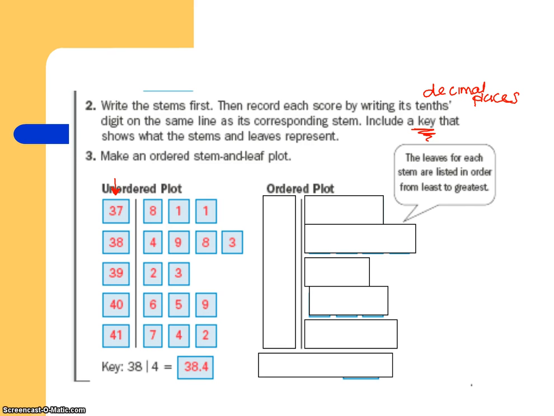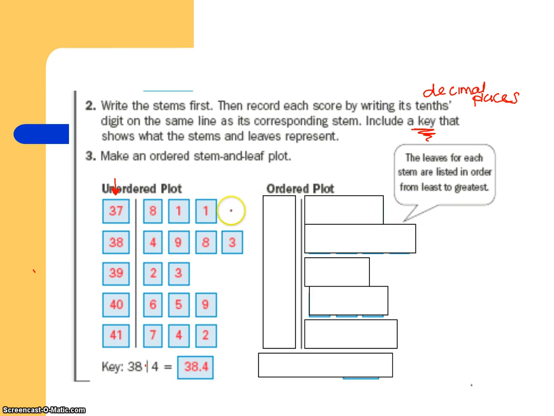The last thing you need to do is make a key. So we put down, just pick one of these numbers. It doesn't matter which one, as long as it's on the stem and leaf plot. So 38, and we put this little slash indicating the separation between stem and leaf. So 38|4 is equal to 38.4.